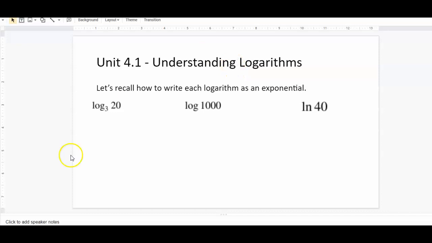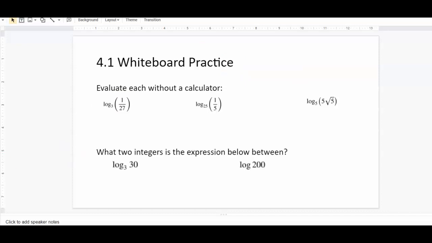All right, now evaluate them. Feel free to convert to the exponential form and then go from there. So 3 to the x power is equal to 1 over 27. Got flipped, negative exponent. 3 cubed. Answer is negative 3.